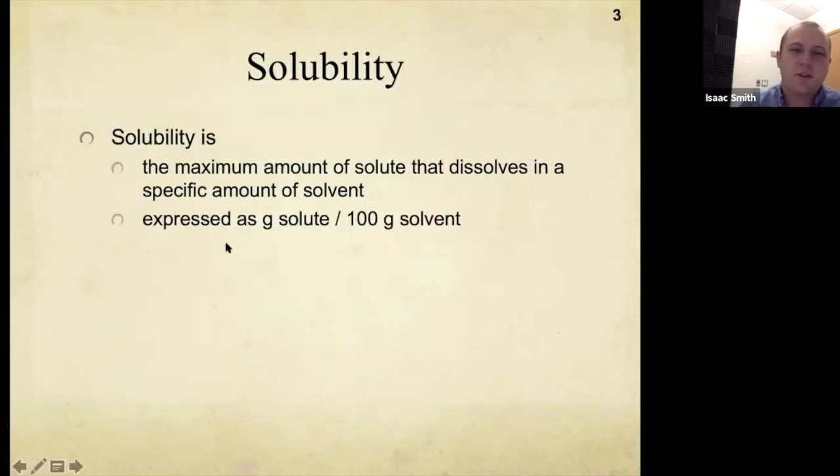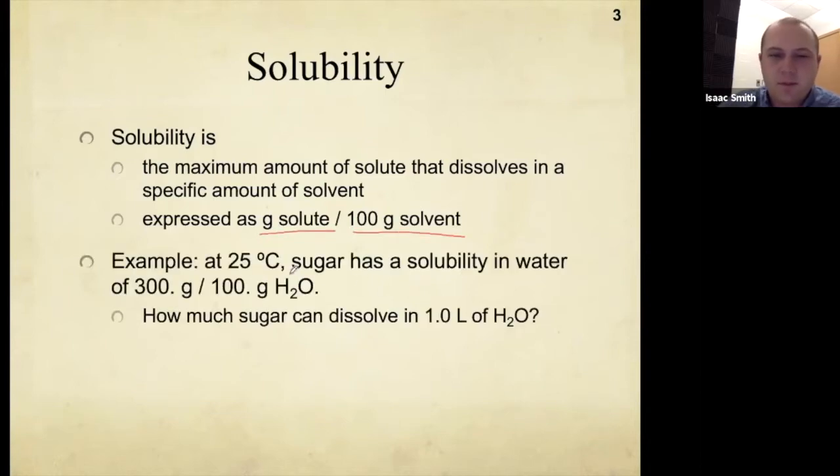So today we're talking about solubility. We're going to go over a few definitions here at first, but it's the maximum amount of solute that dissolves in a specific amount of solvent. So you're going to see this represented in terms of grams of solute divided by grams of solvent. For example, sugar has a solubility in water of 300 grams per 100 grams of water. So sugar is the solute, and water is our solvent. Again, water is pretty much always our solvent in this class.